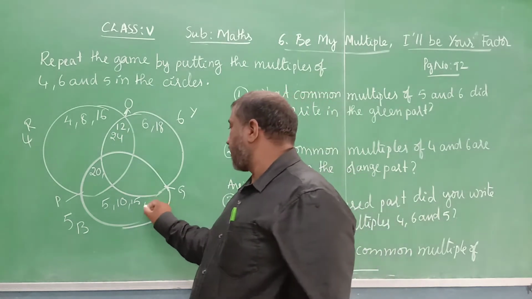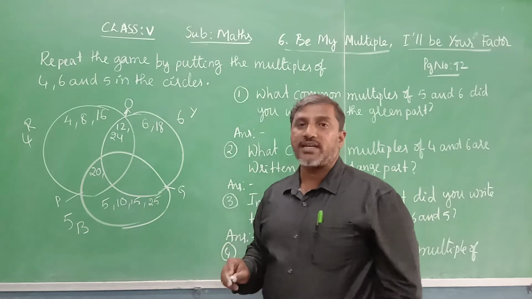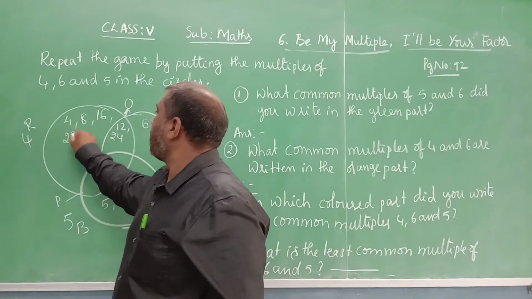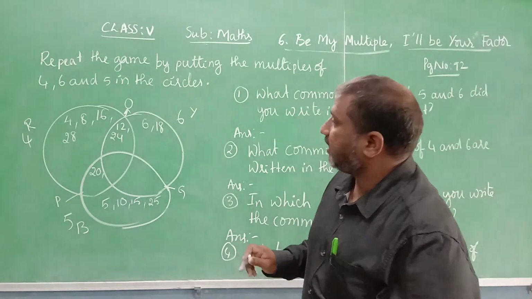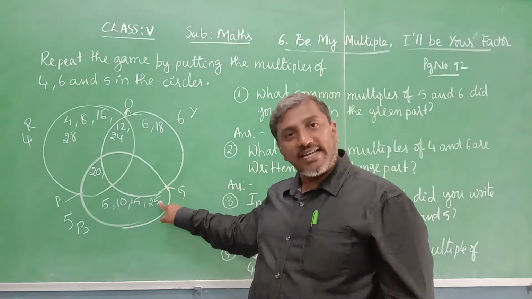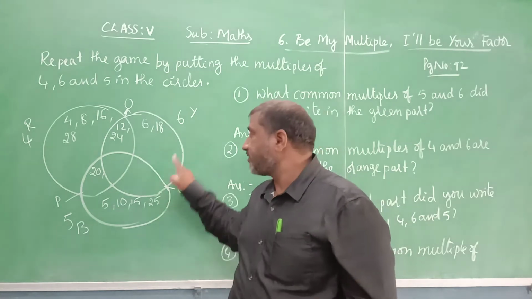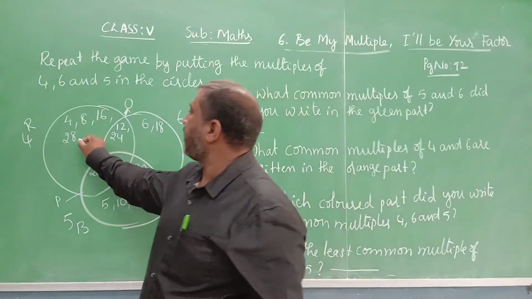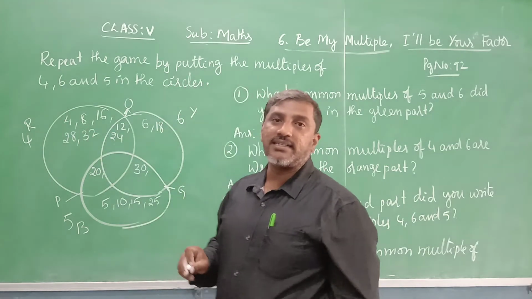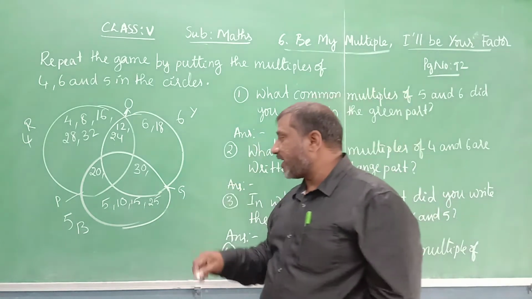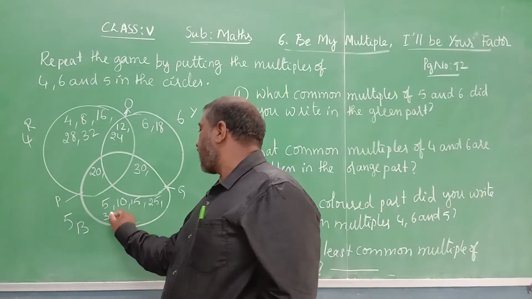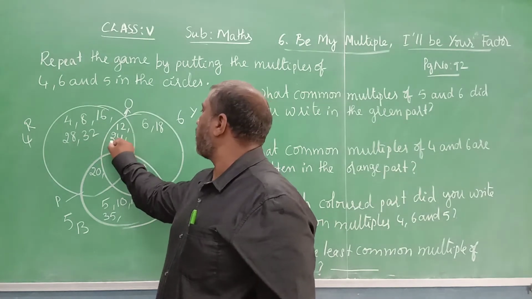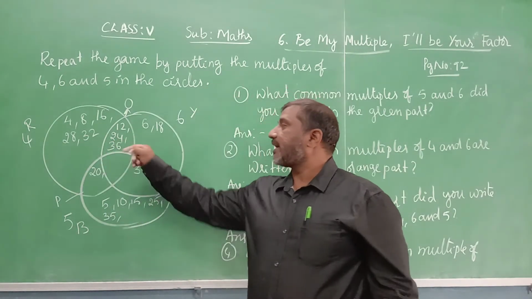Then 25 is a multiple of 5, write in the blue circle. 26, no. 27, no. 28, yes. 28 is a multiple of 4, write in the red circle. Now 29, no. 30, yes. 30 is a common multiple of 5 and 6. So write 30 here. Then 31, no. 32, yes. It is a multiple of 4, write in the red circle. 33, no. 34, no. 35. So 35 is a multiple of 5 only, write in the blue circle. 36, yes. Again 36 is a common multiple of both 4 and 6, right in this case.